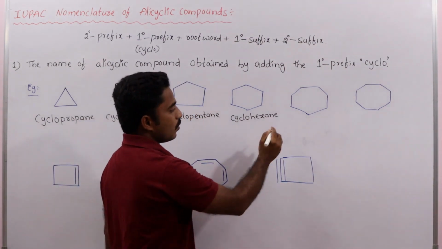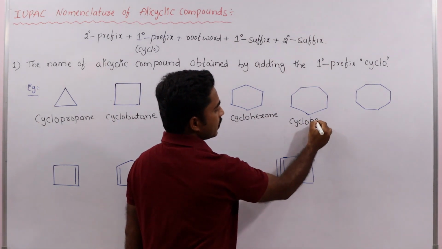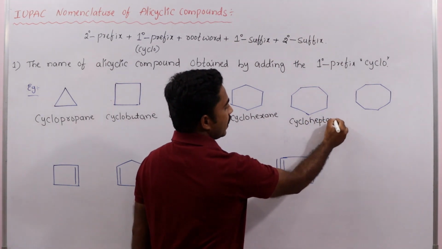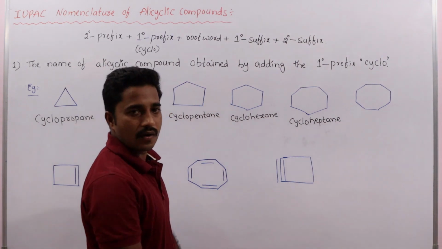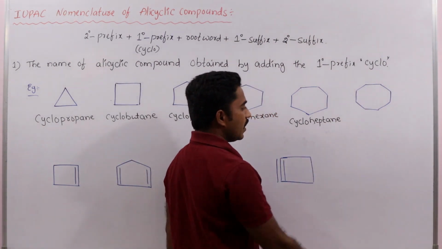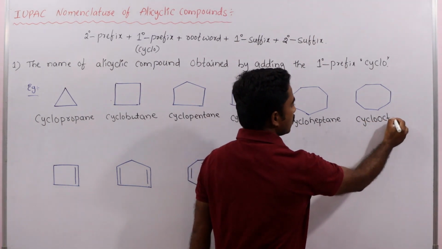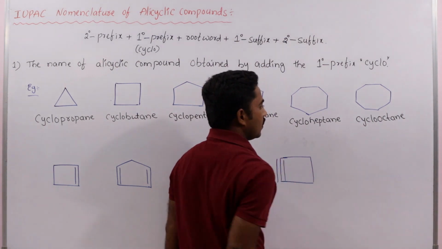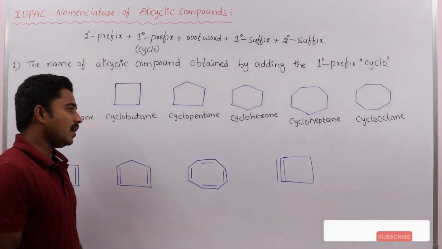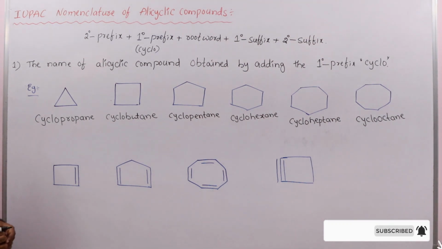Next here 7 carbons are there, a 7-membered ring. That's why cyclo is a prefix, hept is the root word, ane is the primary suffix: cycloheptane. Next here 8 carbons, an 8-membered ring. That's why cyclo is a prefix: cyclooctane. So when these alicyclic compounds contain a double bond, how do we write it?